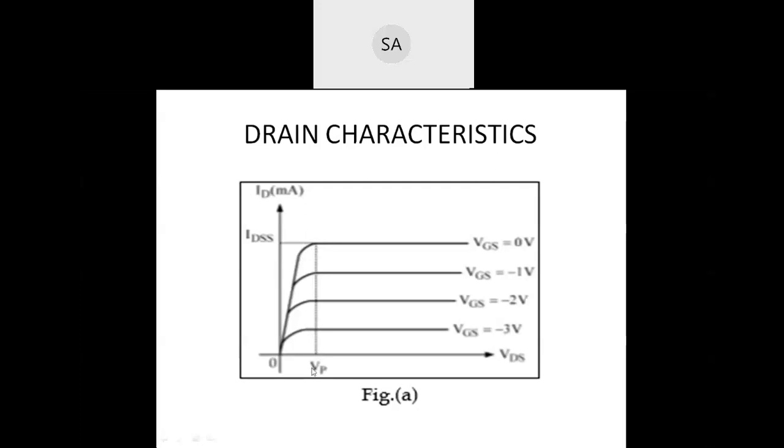Once this voltage is applied, the two diffusion regions touch, and no channel is left for the current to flow. So the channel current will be constant after this point of voltage VP, the pinch-off voltage. This region we call the pinch-off region, where the drain current is constant. This region is also called the saturation region.